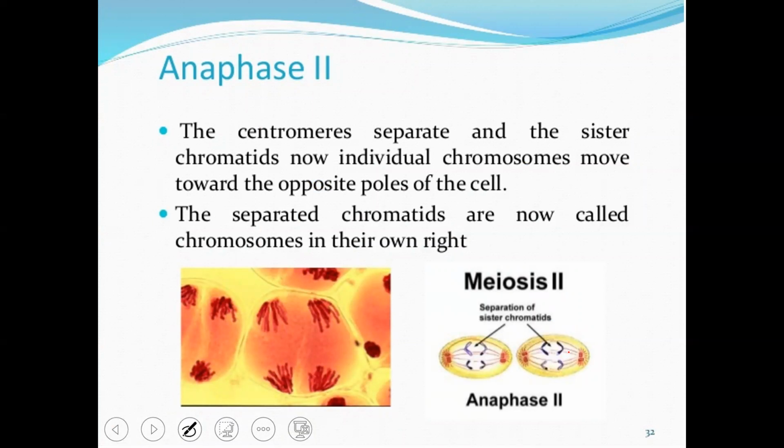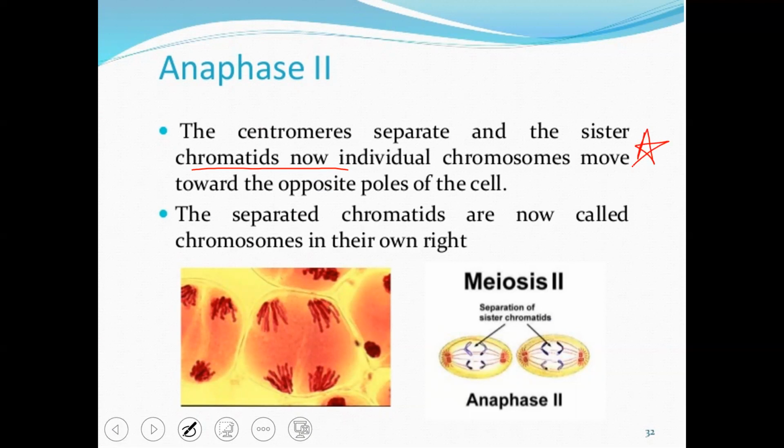So what are the major events which take place in anaphase 2? The centromeres separate, and the sister chromatids now individually move towards the opposite poles. So you can make out, even here, there are different shapes observed based on the position of the centromere. The sister chromatids move towards the opposite poles, which is a major event in anaphase 2.